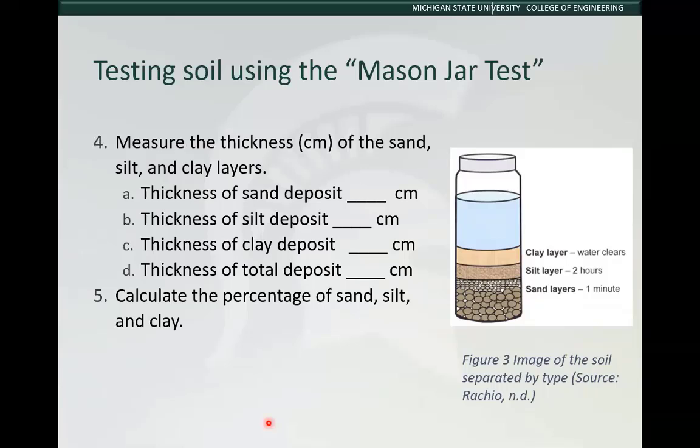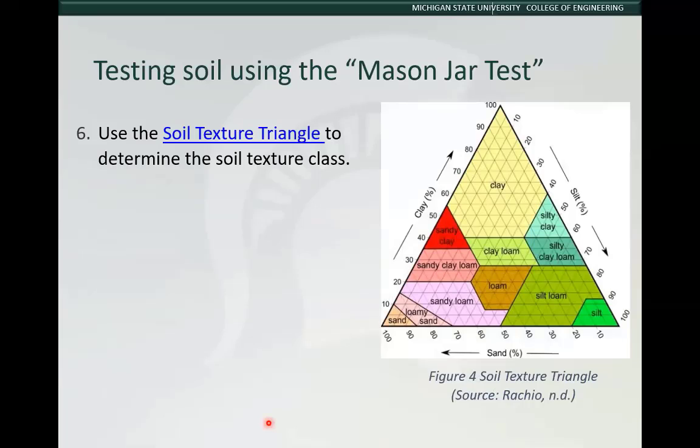And then what you will do is you measure the thickness of the sand, where you've recorded the sand, thickness of the silt deposit, and thickness of the clay, and the thickness of the total deposit. And then you'll calculate the percentage of sand, silt, and clay. And then you will use this soil texture triangle to determine the soil texture class.